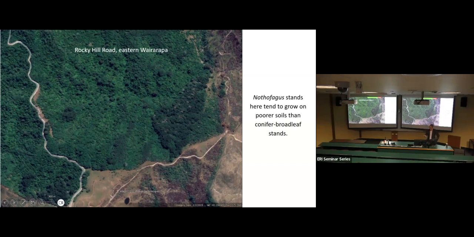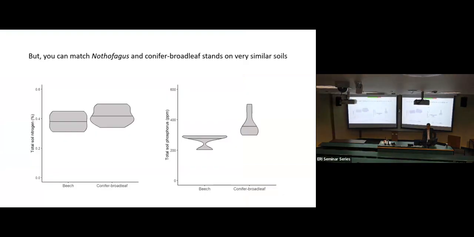Now, at this site, there is a degree of sorting. So the Nothofagus tends to be on poorer soils than the conifer-broadleaf stands, but there's overlap. So I went around and drilled lots of holes in the ground and sent lots of soil samples off to the laboratories to try and find stands of Nothofagus and conifer-broadleaf that were on very similar soils. And eventually, after spending quite a lot of money, I eventually found these stands.